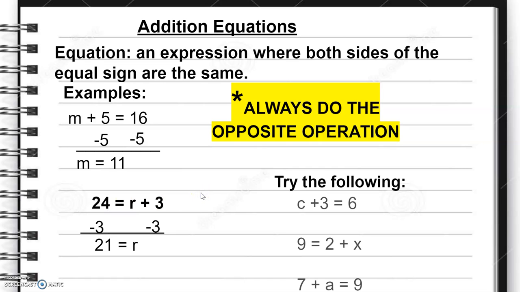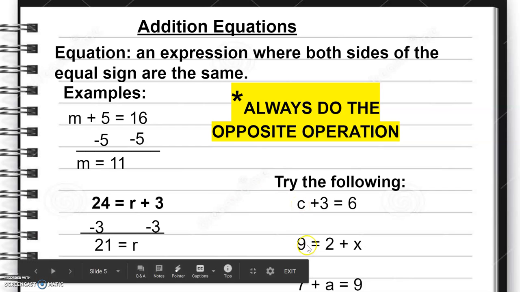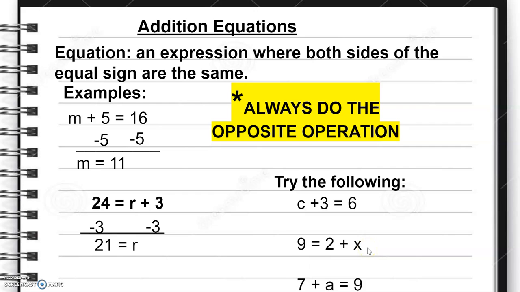I want you to try the following. C + 3 = 6. What would be C? 9 = 2 + x. What is x? 7 + a = 9. What is a? Please solve it in your interactive notebook and hit pause.